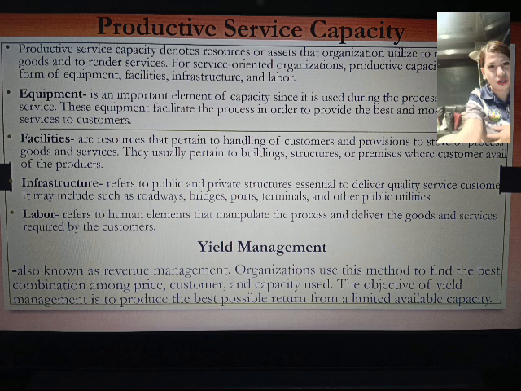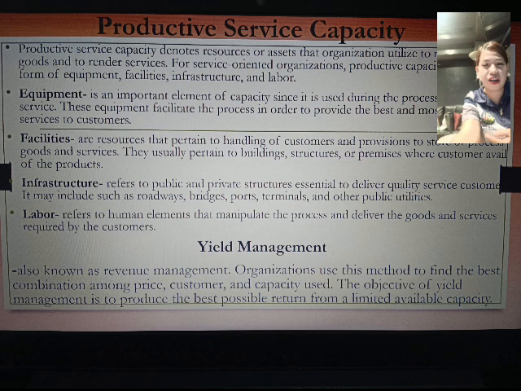Infrastructure refers to public and private structures essential to deliver quality service to customers. So it may include such as roadways, bridges, ports, terminals, and other public utilities. Next is labor. So of course, labor refers to human elements that manipulate the process and deliver the goods and services required by the customers.